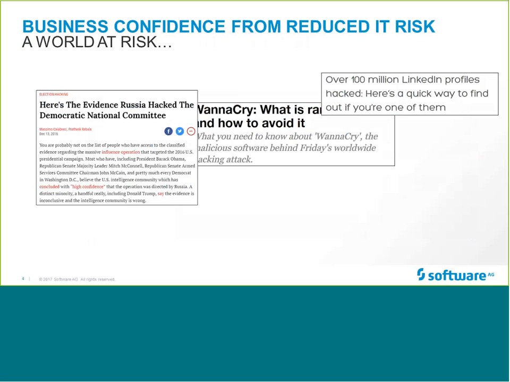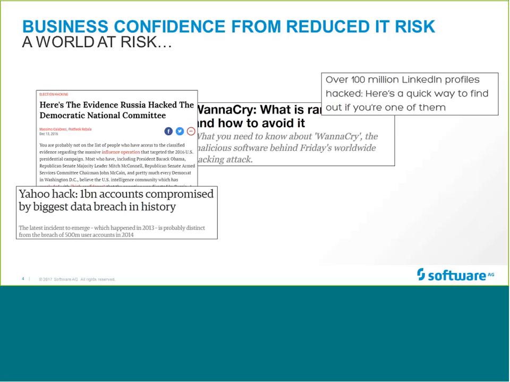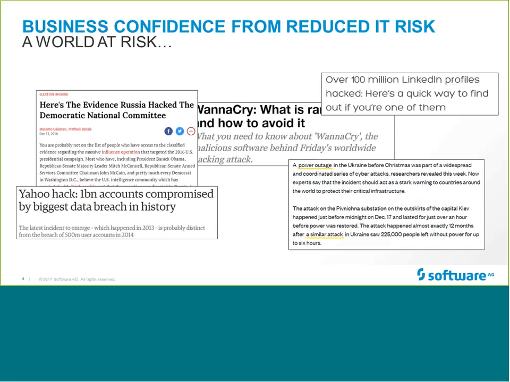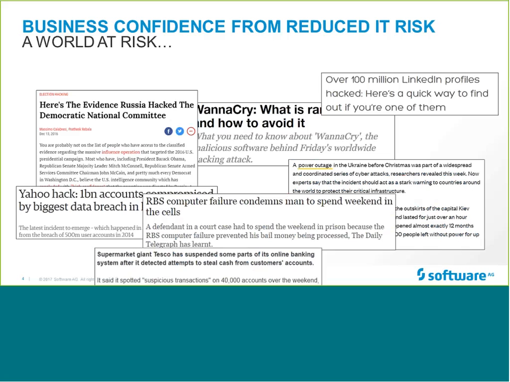LinkedIn, social networks are at danger from hackers. Email accounts, 1 billion accounts here from Yahoo were breached, apparently. But also critical things like here a power outage in the Ukraine was done because the systems that manage the power stations and the network were attacked from outside. Here, the Royal Bank of Scotland, a computer failure apparently meant that a particular transfer didn't take place, which meant a guy ended up in prison because his bail didn't come through.